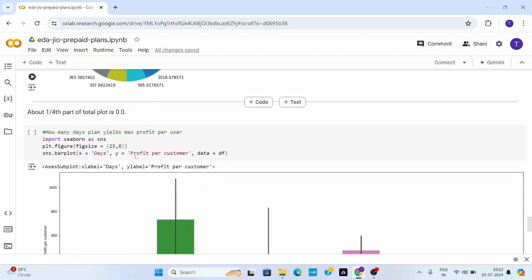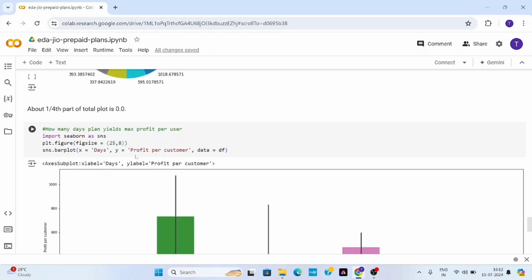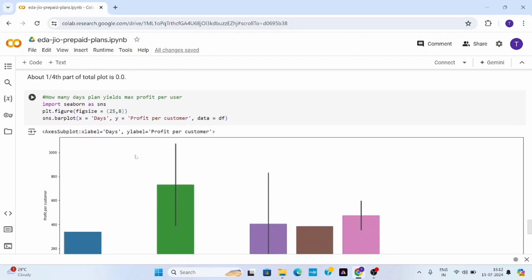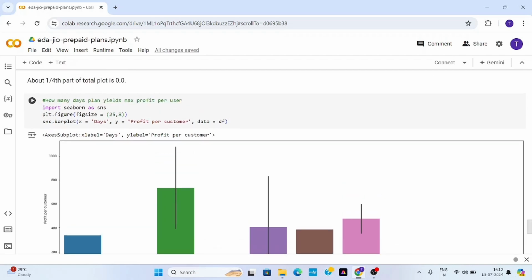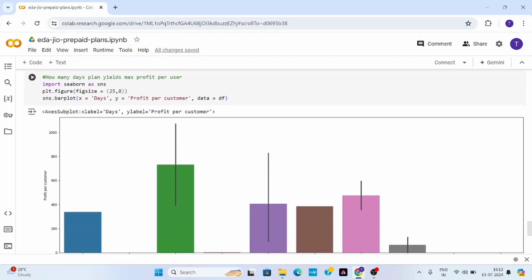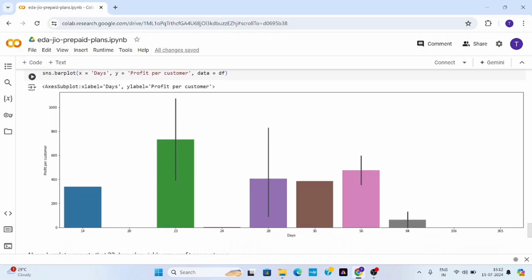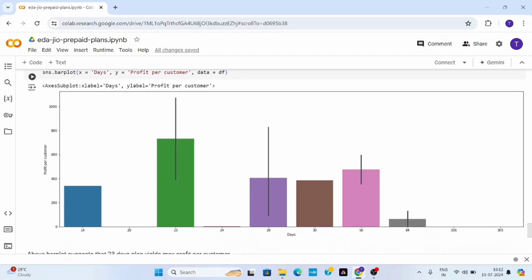So now I am using Seaborn. Seaborn is also for visualization. Now I'm using a bar plot. In this I'm going to see which plan is getting more profit for the company. We already saw it through analysis, and this is through visualization.